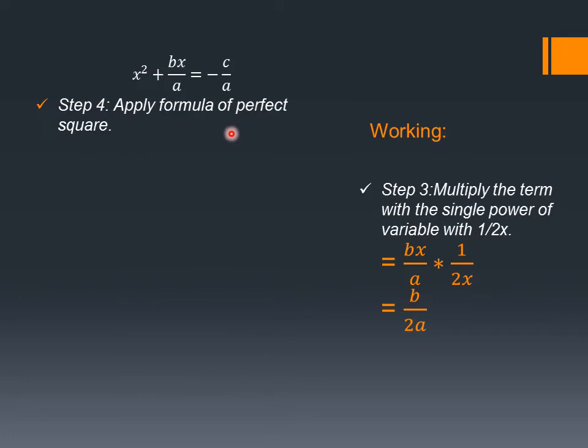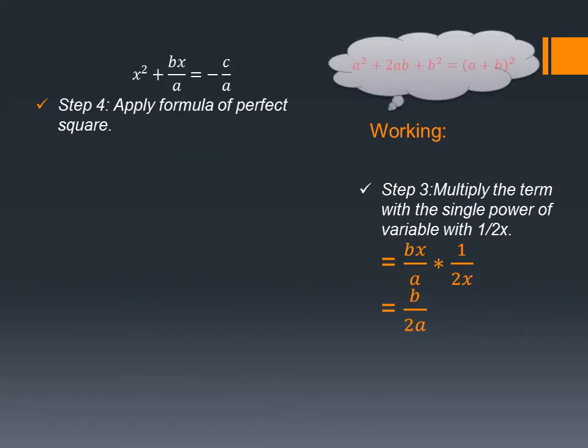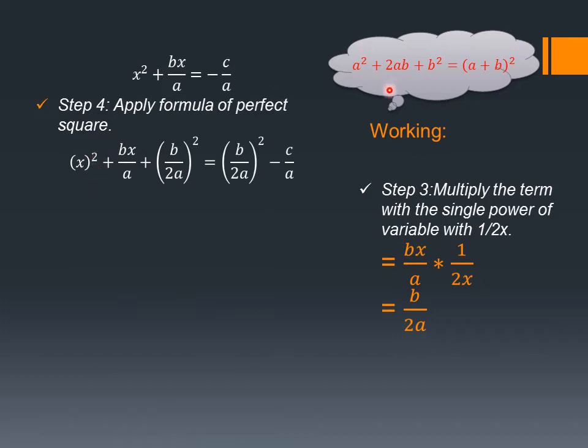Fourth step, apply formula of perfect square. The formula of perfect square is a square plus 2ab plus b square equals to a plus b whole square. Now you all know that a square term is x square, 2ab term is bx over a, and b square term is b by 2a whole square. Obviously this is the term b, we have to put square for it. So writing it down, instead of a square we are going to write x whole square. Instead of 2ab we will write bx over a, and plus b square, we will place b over 2a in place of b, and the square will remain the same.